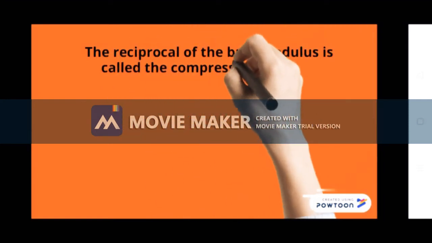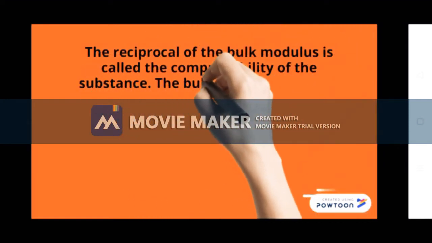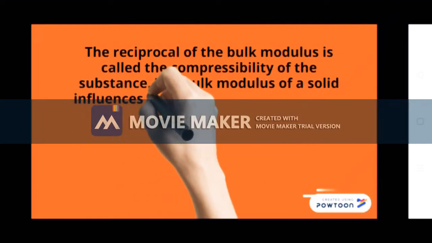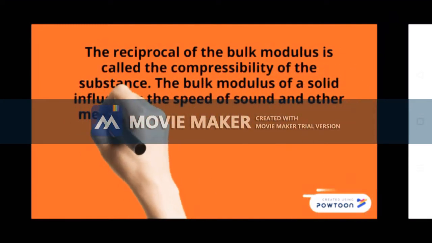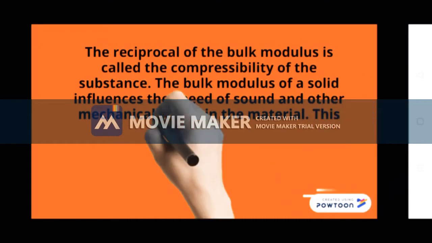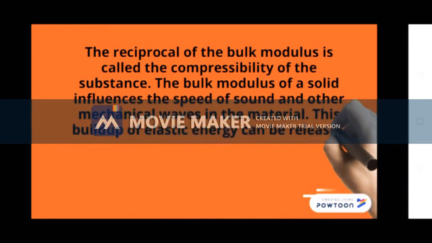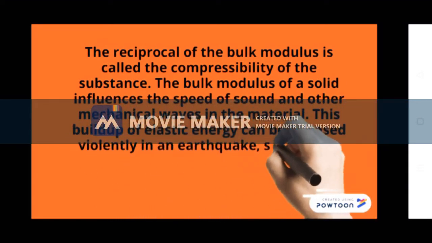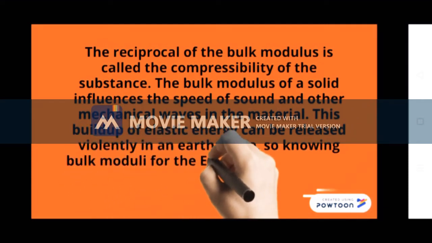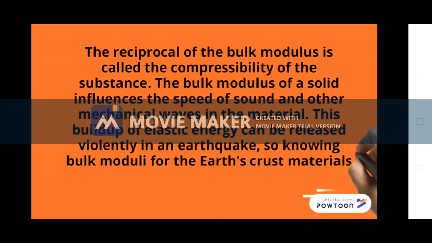The reciprocal of the bulk modulus is called the compressibility of the substance. The bulk modulus of a solid influences the speed of sound and other mechanical waves in the material. This buildup of elastic energy can be released violently in an earthquake, so knowing bulk moduli for the Earth's crust materials is an important part of the study of earthquakes.